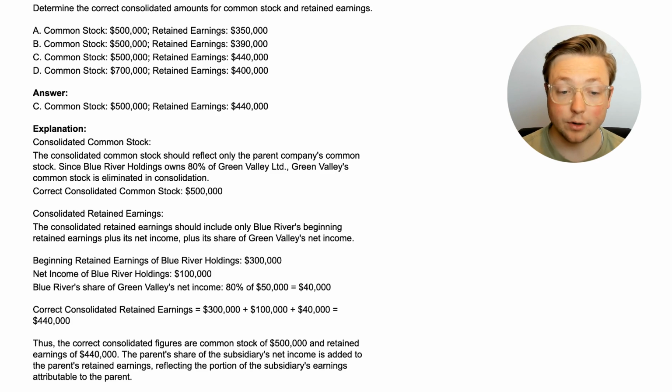For the consolidated retained earnings, these should include only Blue River's beginning retained earnings plus its net income, plus its share of Green Valley's net income. And again, the important thing there is the share. So let's walk through this. They have the beginning retained earnings of $300,000. They have the net income of $100,000. And then Blue River's share of Green Valley's net income is $40,000. And so that is the consolidated retained earnings of $440,000.